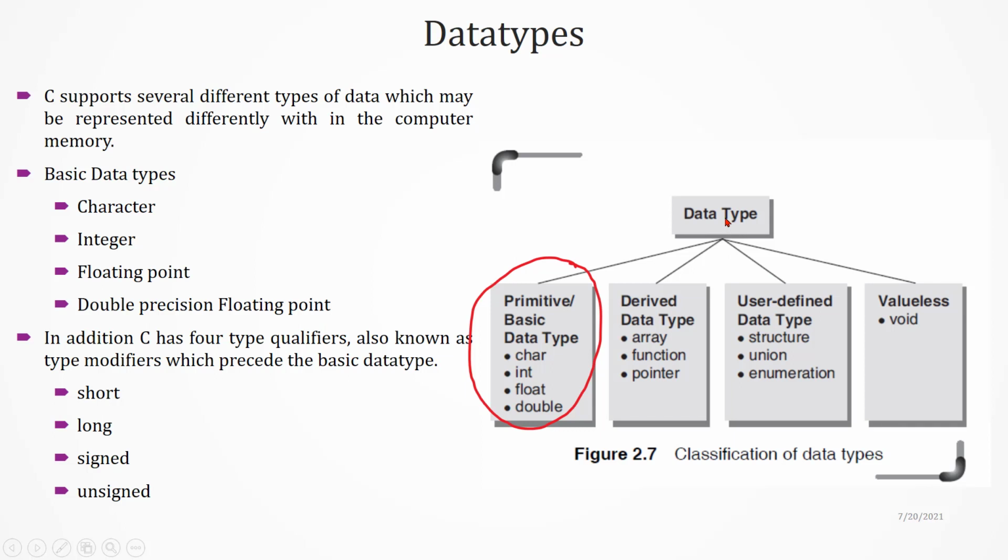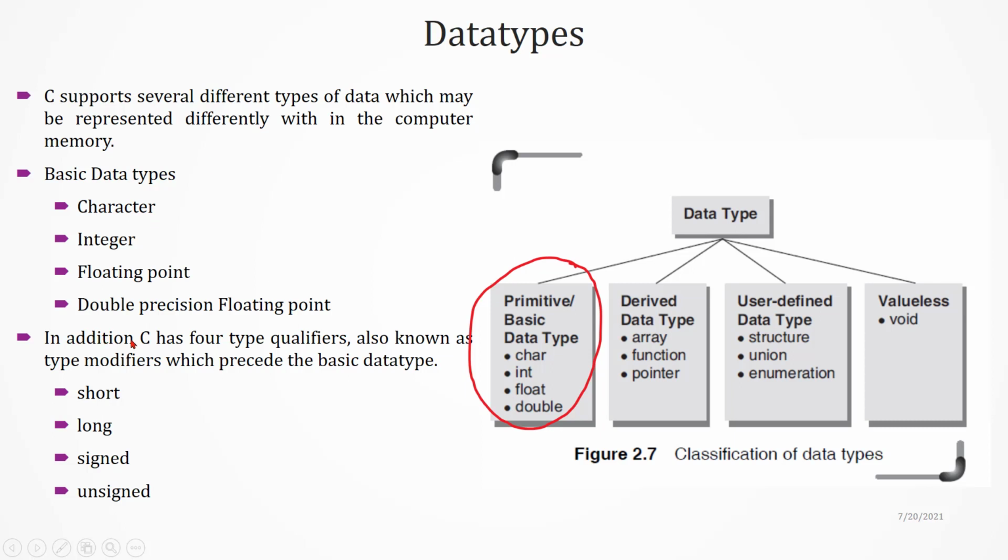So here I have the classification of data types. Primitive or basic data types contain 4 types: char, int, float and double. For the time being, we are discussing only these 4. The remaining ones, array, function, pointer, structure, union, enumeration, void, will be discussed in the upcoming modules. So in this module, we are only dealing with character, int, float and double. So now you just concentrate on these 4 things.